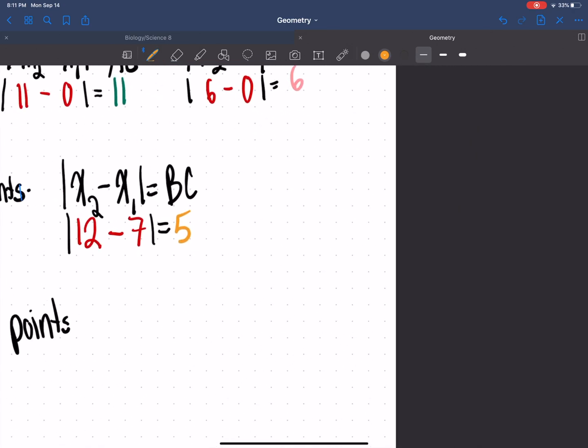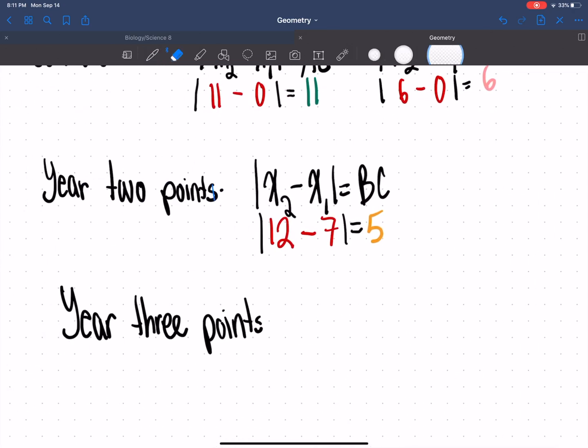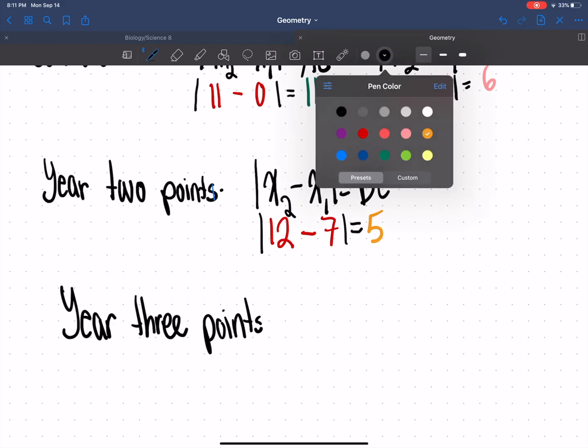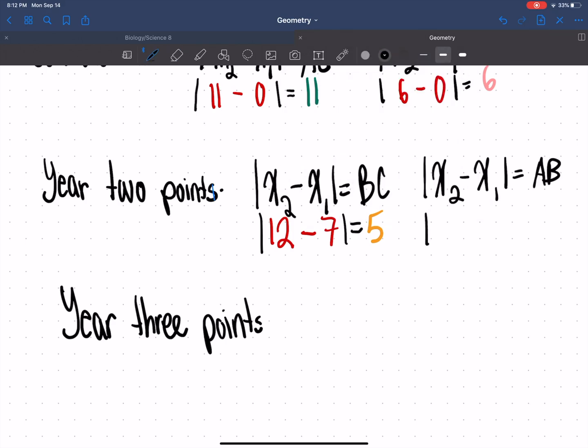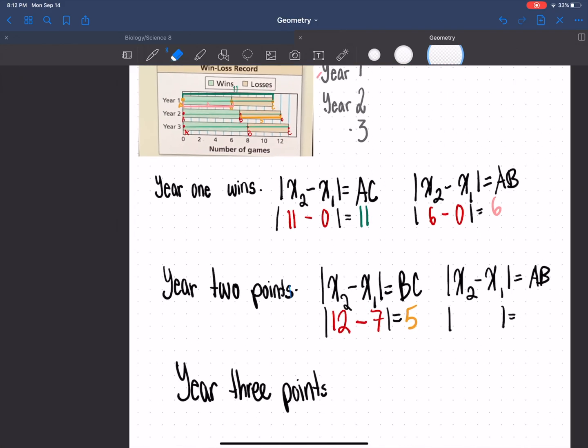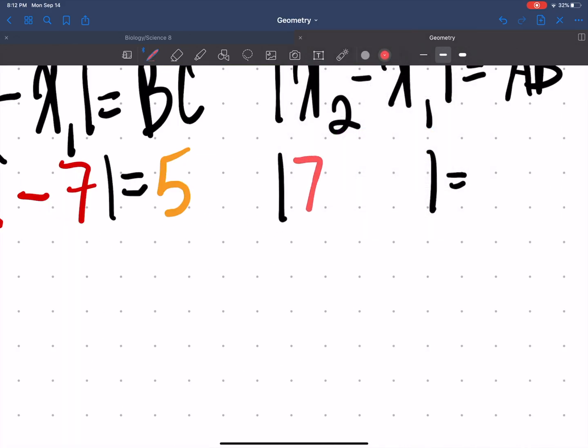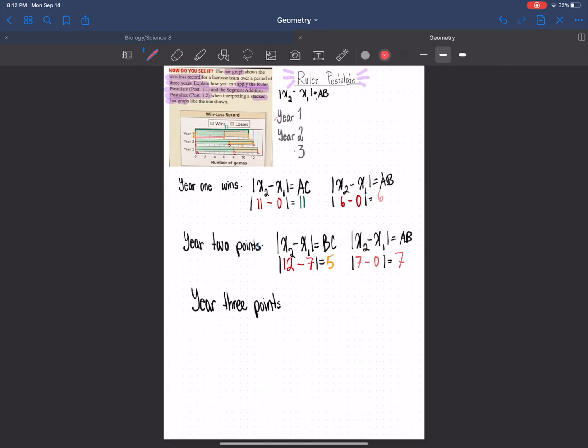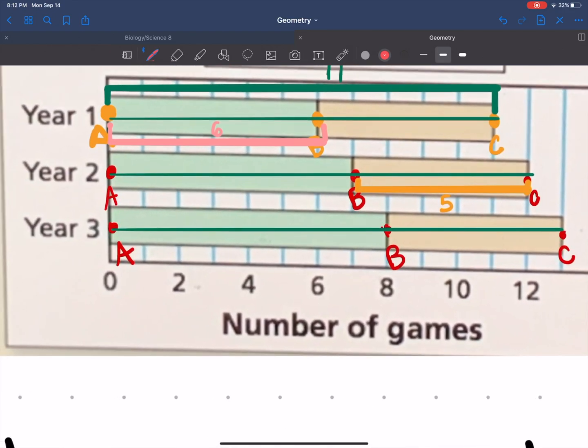Okay, and we're going to do the same thing again, but this time for AB, for the wins. For AB, B is equivalent to 7, and A is equivalent to 0. So 7 minus 0 is 7. And again, even with absolute value, it would still remain 7. So then we would find out that this is 7.